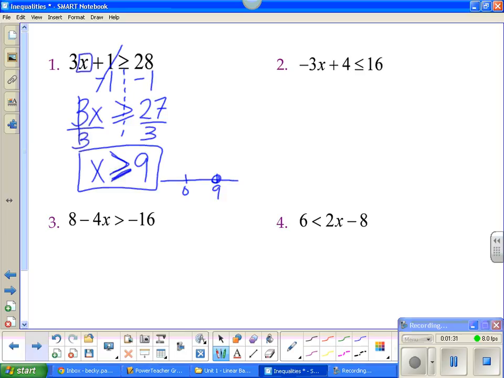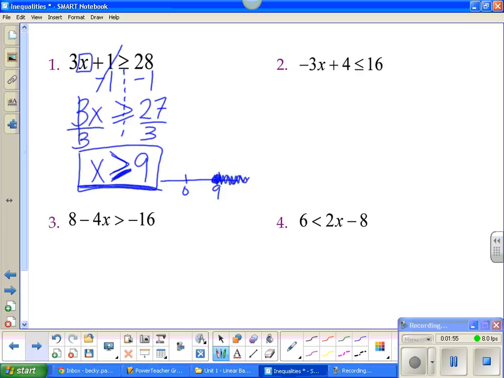9 would be up here. Closed circle because we're including the 9, and then you would shade everything greater than. So this represents all the answers that x could be to make that inequality a true statement. You don't have to graph your answers, but you need to understand what this represents. This is not just one answer. It represents an infinite number of solutions, anything greater than or equal to 9.